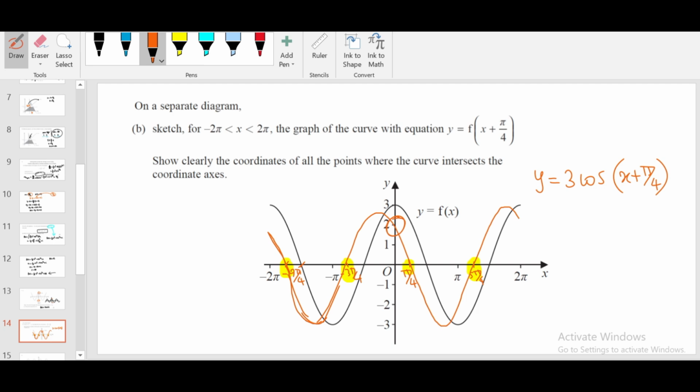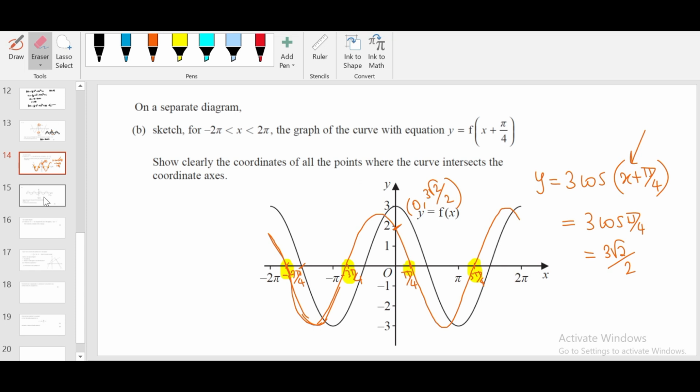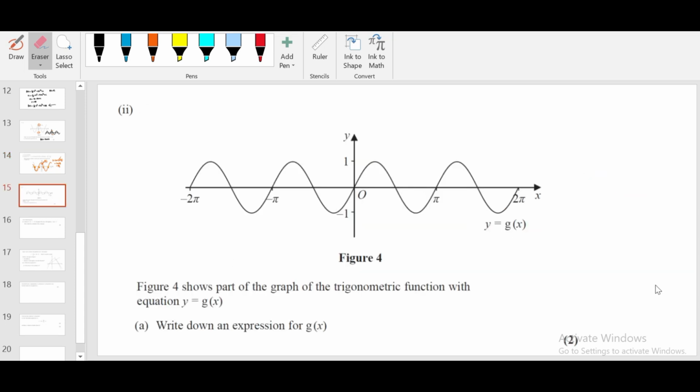So to find the y-intercept, we usually replace x by 0. So when you replace x by 0, you will get 3 cos pi over 4. Cos pi over 4 is root 2 by 2. So we'll get 3 root 2 by 2. So this point is 0, 3 root 2 by 2. You need to show all this to get full 3 marks. So let's move on to the second part. B is over. Part ii of the same question.